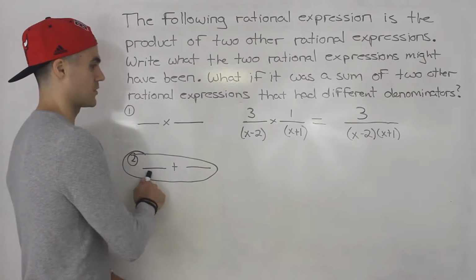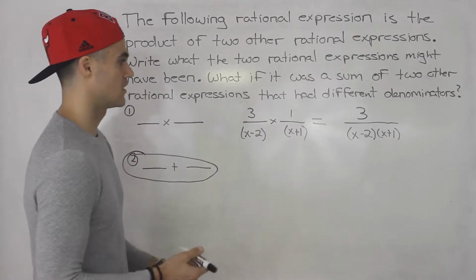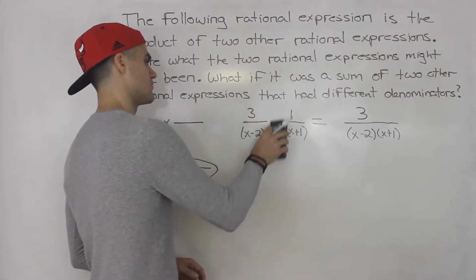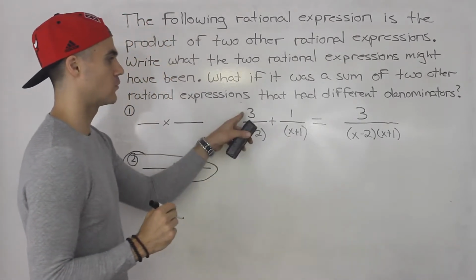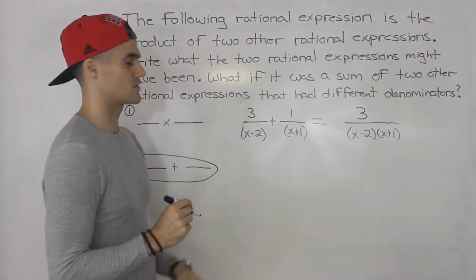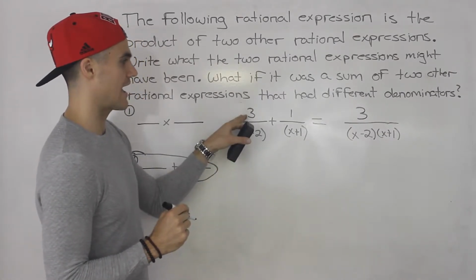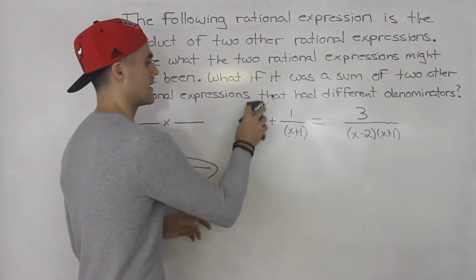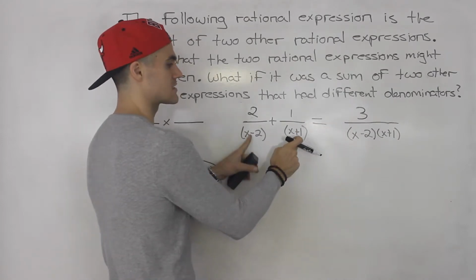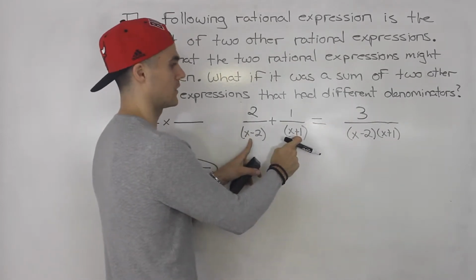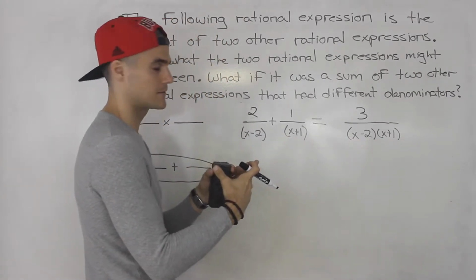What about the second part? What if you're adding two rational expressions? Well, if you're adding two rational expressions, it's going to be a lot more difficult to find what that numerator is going to be initially. Because notice we can't just add 3 and 1, or let's say we change this to a 2. We can't just add 2 and 1 and get 3 because these are not common denominators. That common denominator is going to be these two factors multiplied.